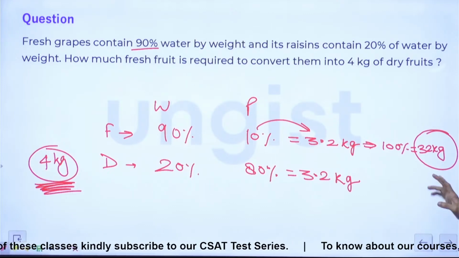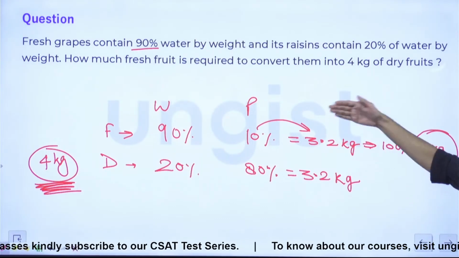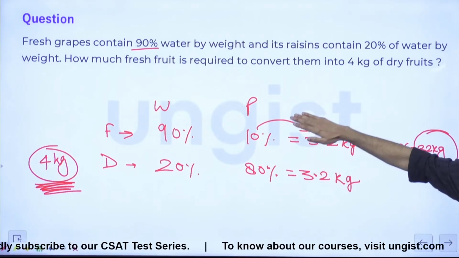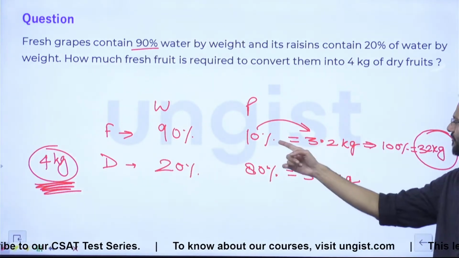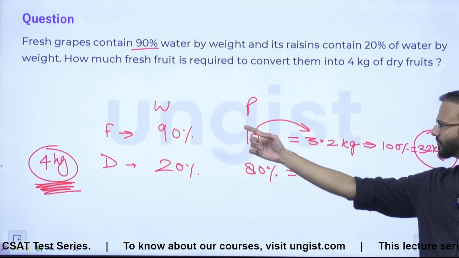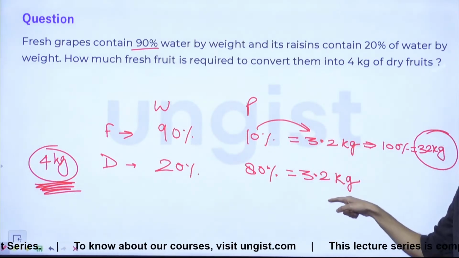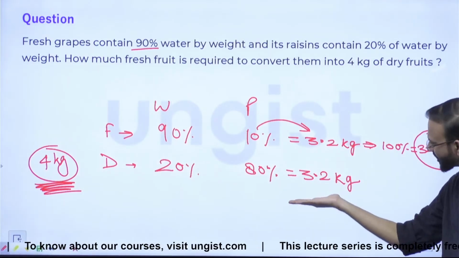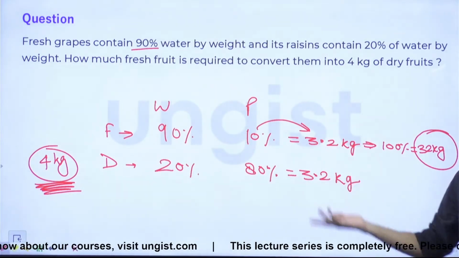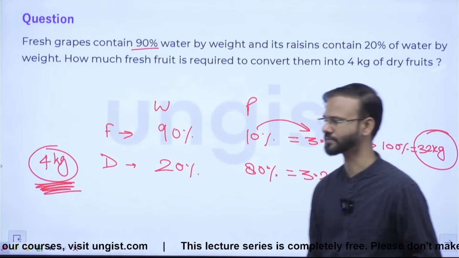Okay. See, what we were doing from here, now we have to do it from here. Because earlier, the weight of fresh stage was given, so we had to start from here and come to here. Now we have to start from here and go to here. This is the only difference, right?